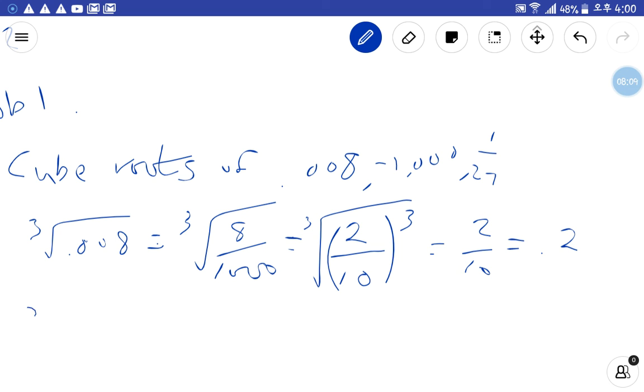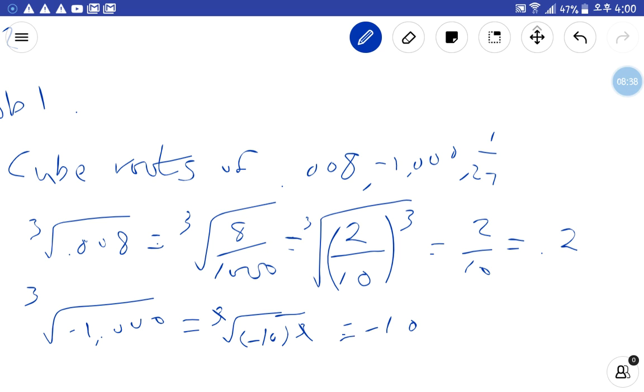What about negative 1,000? Cube root of negative 1,000. As we practiced, 10 cubed would be 1,000, but we are having a negative. So this time, negative 10 cubed will be the same as negative 1,000. So my answer would be negative 10. So negative 10 is the one real cube root of negative 1,000.